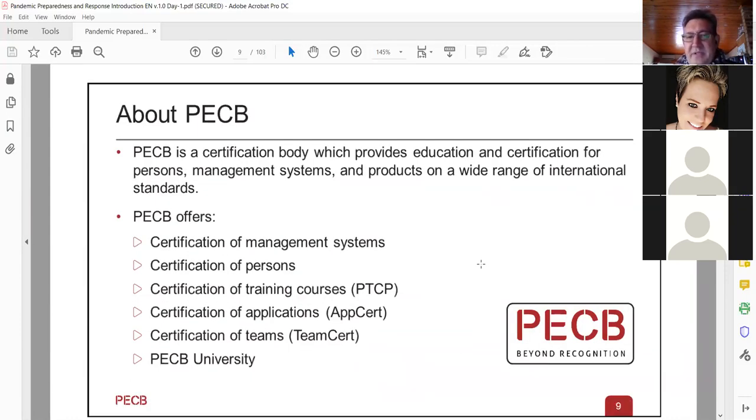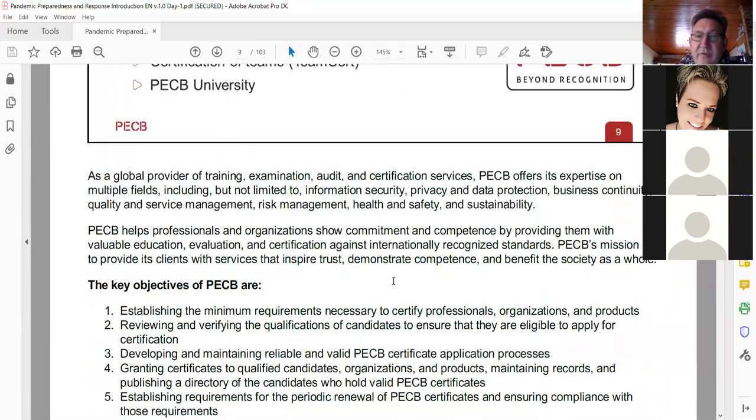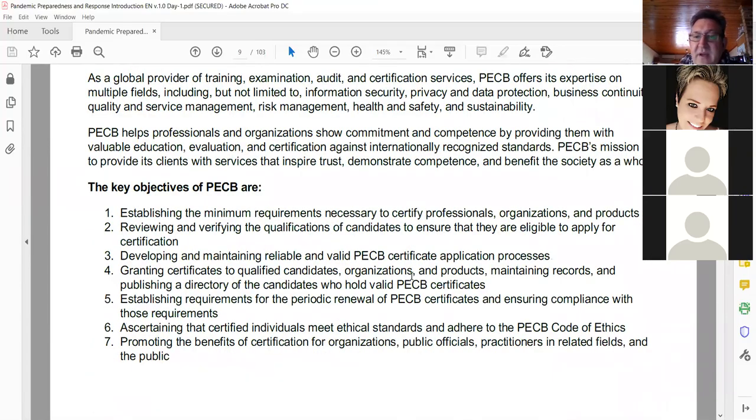So if you're looking at the PCB, just quickly, the PCB is a certification body which provides education and certification for persons, management systems, and products on a wider range of international standards. The PCB offers certification for management systems, persons, training courses, applications, teams, and it is also a university. So it has grown tremendously since I've been with him in 2017.